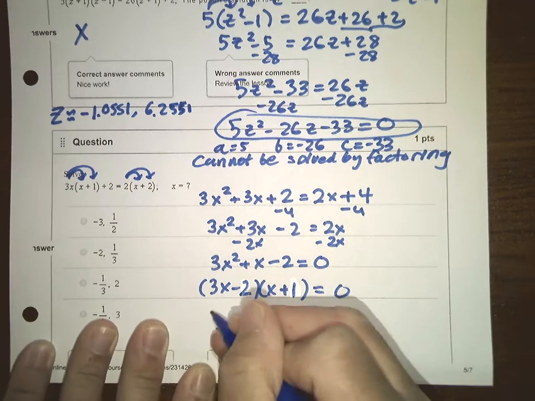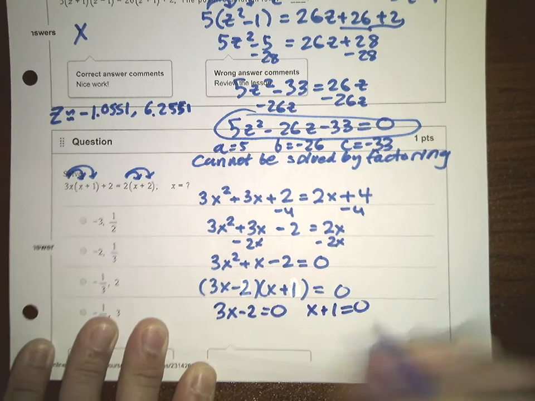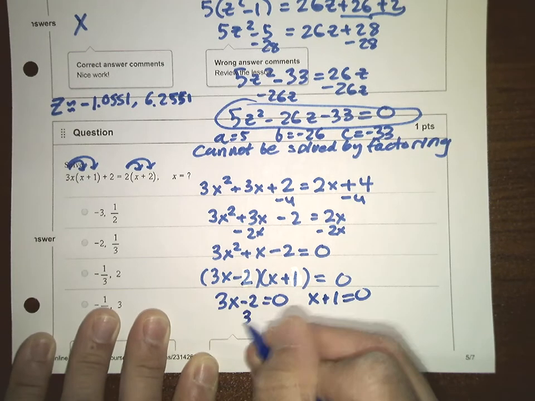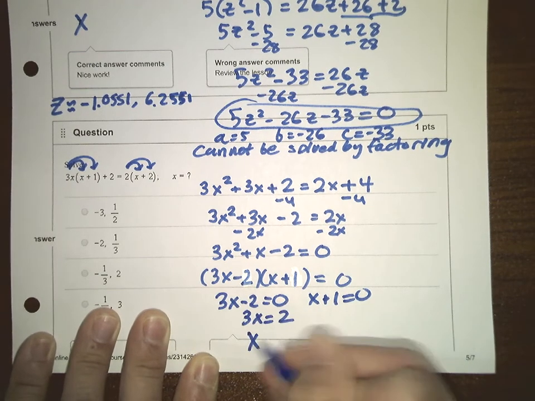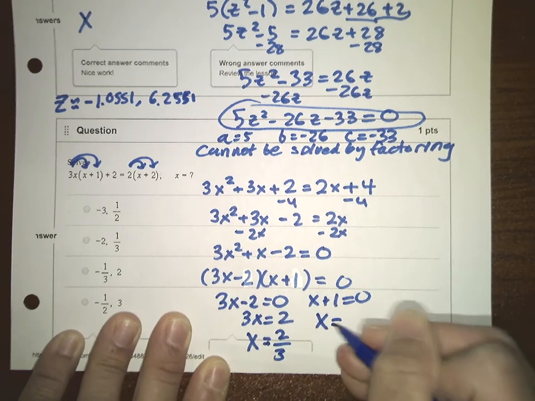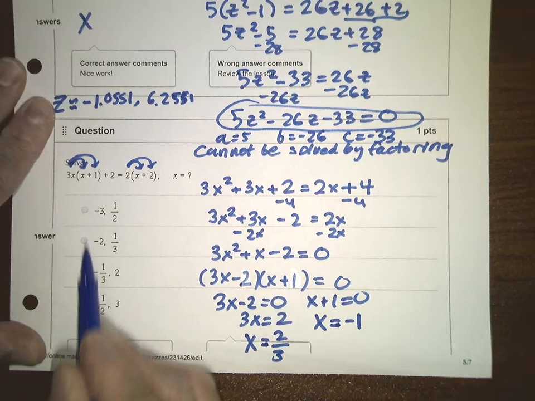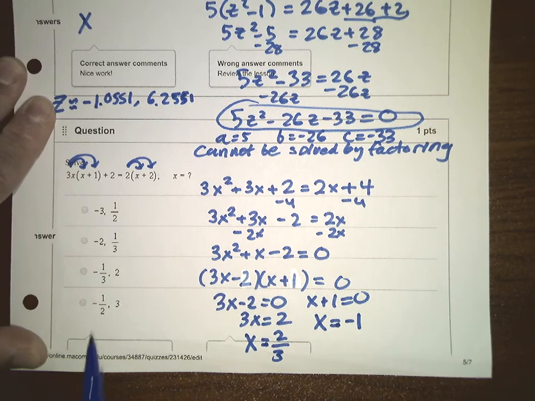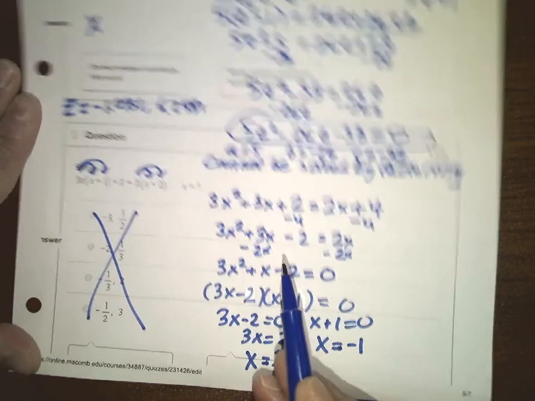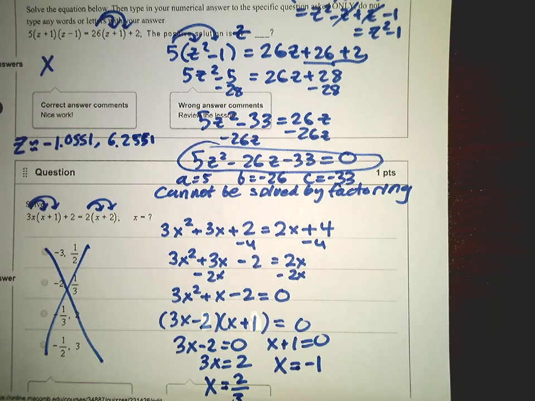So then each factor can be set equal to 0. So if I add the 2, I get 3x is equal to 2, and then divide by 3, so x is 2/3. And then if I subtract the 1, x is equal to negative 1. And then I look here, and the answer is actually not here, so none of these answers are right. All right, so this is 2 in a row where the answer was not even an option.